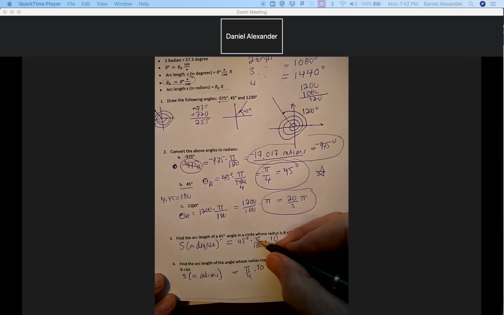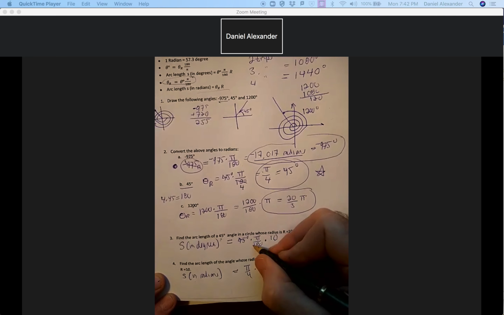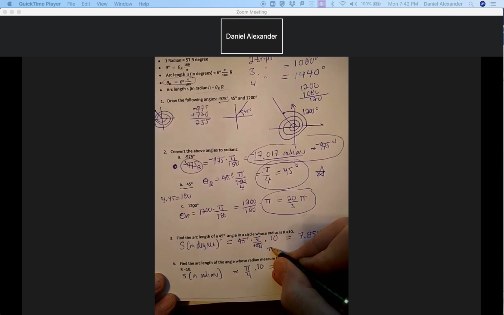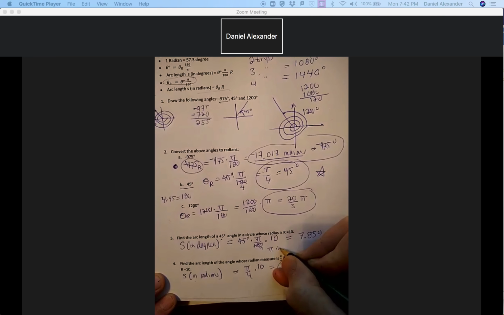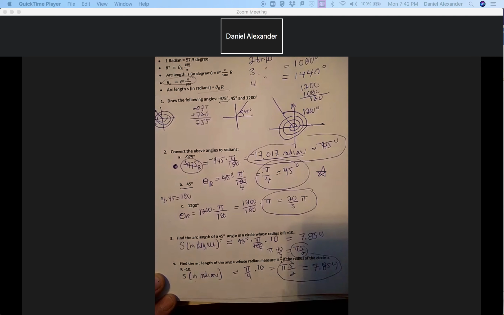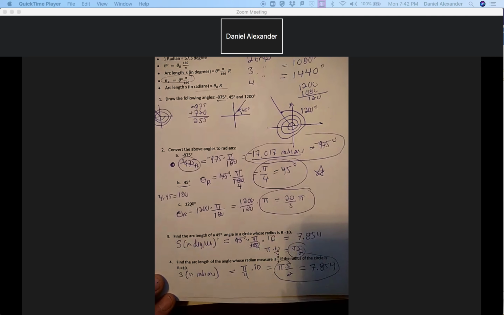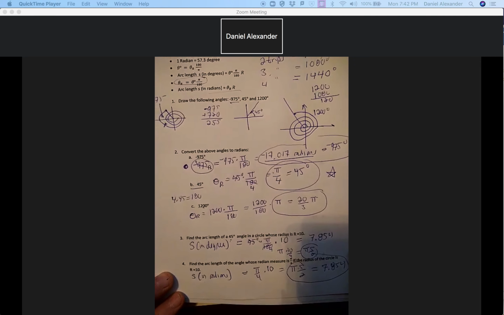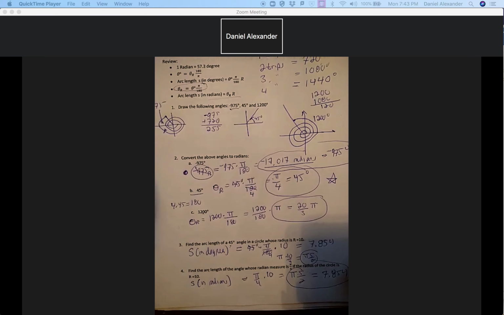Now notice if I had left the pi in here, this would have been a 4. I would have had pi times 10 over 4, move that 4 under the 10, and that would be pi times 5/2. Same answer. So you should get the same length. It's the same length no matter how you do your computation.